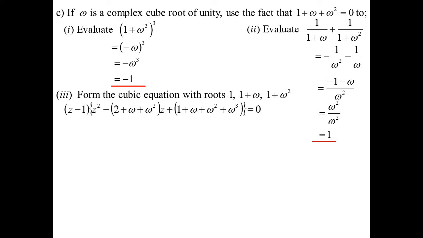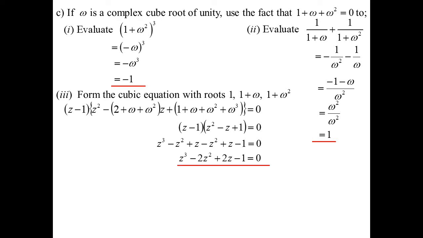Alright, so let's tidy that up, because remember, we know 1 plus omega plus omega squared is equal to 0. So 2 plus omega plus omega squared must be equal to 1. And 1 plus omega plus omega squared plus omega cubed must be equal to omega cubed, but omega cubed is equal to 1. So we get z minus 1 times z squared minus z plus 1 is equal to 0. I suppose that is an equation, but hey, let's have some fun. Expand it out. Collect like terms. z cubed minus 2z squared plus 2z minus 1 is equal to 0.